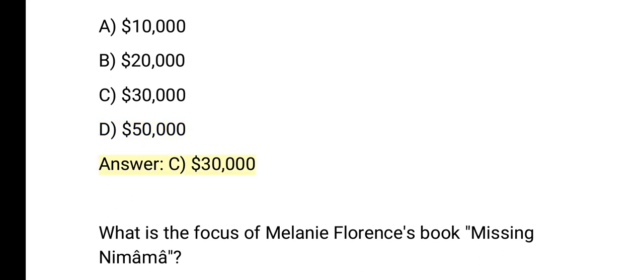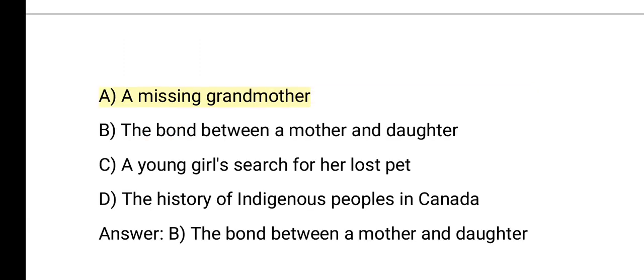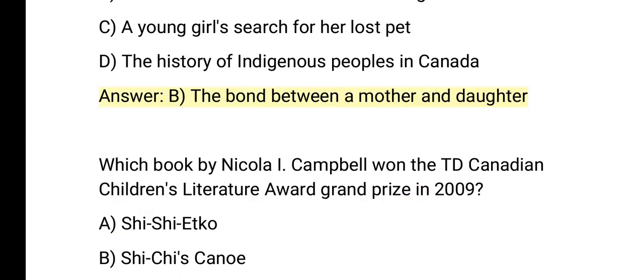$30,000. What is the focus of Melanie Florence's book, Missing Nimama? A. A missing grandmother. B. The bond between a mother and daughter. C. A young girl's search for her lost pet. D. The history of Indigenous peoples in Canada. Answer: B. The bond between a mother and daughter.